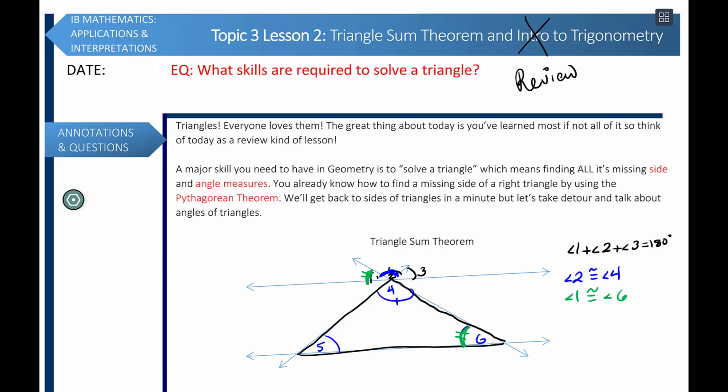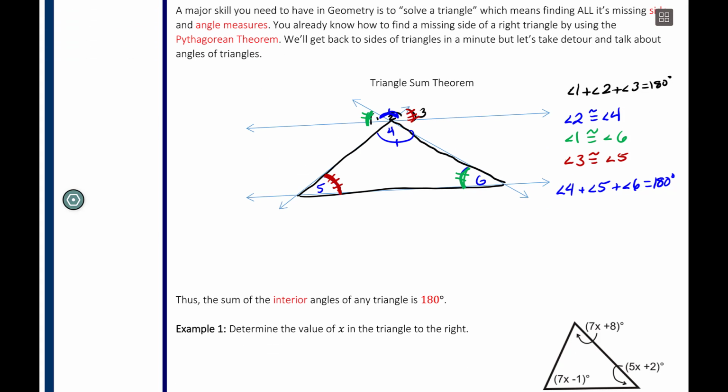We can also find the same is true for angle 3 and 5. Angle 3 and 5 are also corresponding pairs that happen to be congruent to each other. So why this is important is because now we can say that if angles 1, 2, and 3 sum up to 180 degrees, so will angles 4, 5, and 6. And that's important because this was just any random triangle, and this will hold for any triangle as well. And this is what's known as the Triangle Sum Theorem. The Triangle Sum Theorem says that the sum of all the interior angles of any triangle will always add up to 180 degrees.